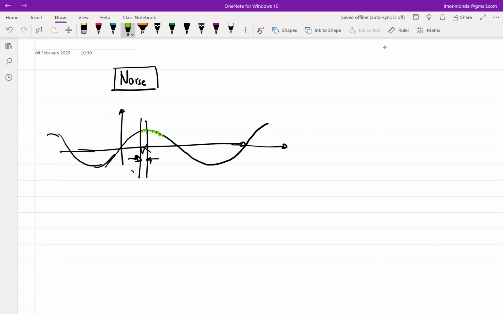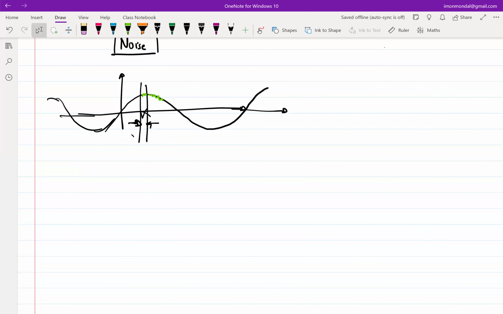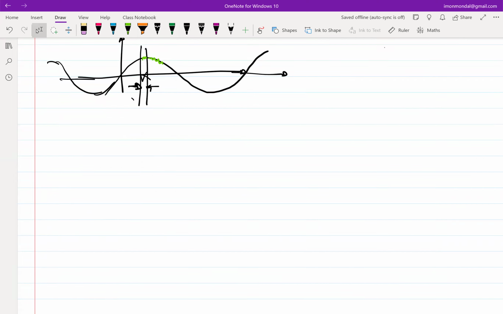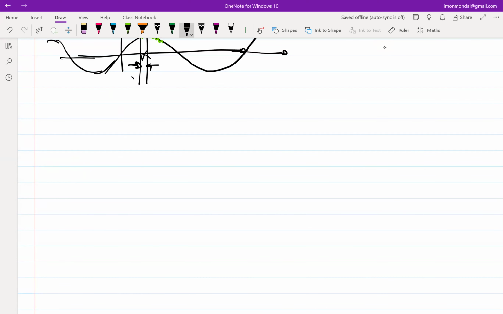The traditional way of introducing noise is essentially with the example of a resistor. So let's say I take a resistance of value R, any value R you choose.